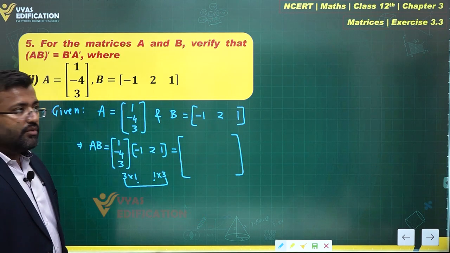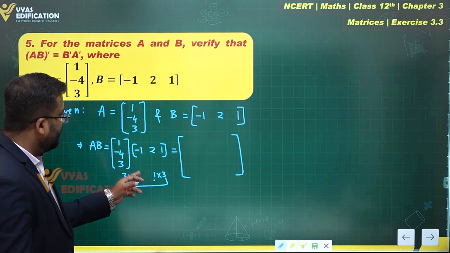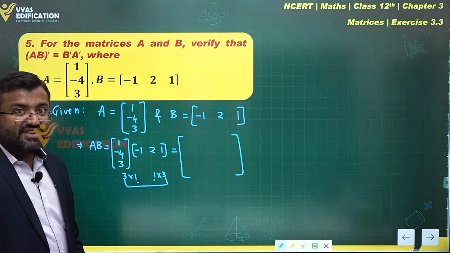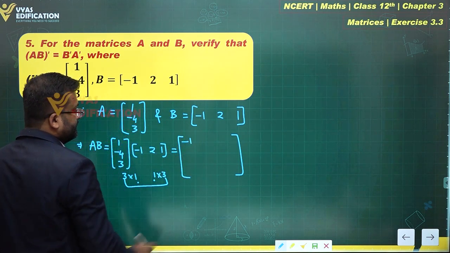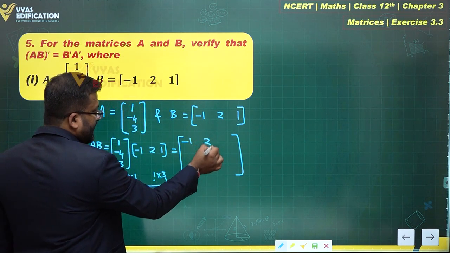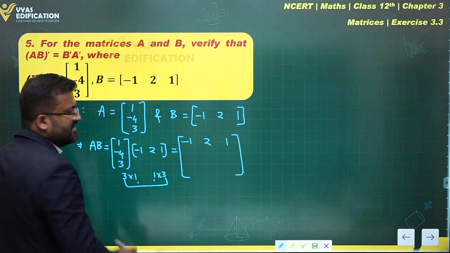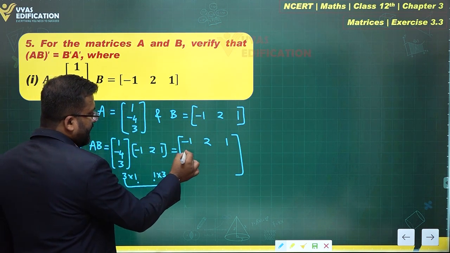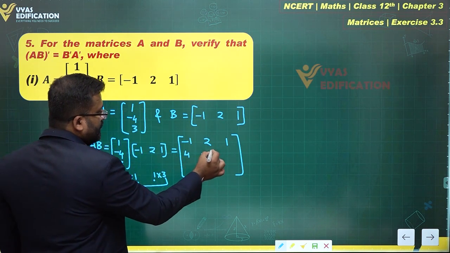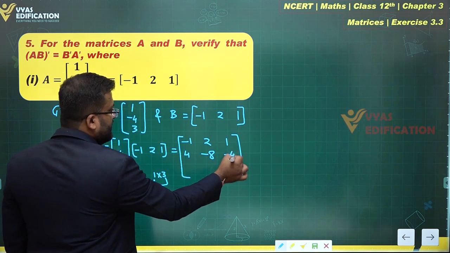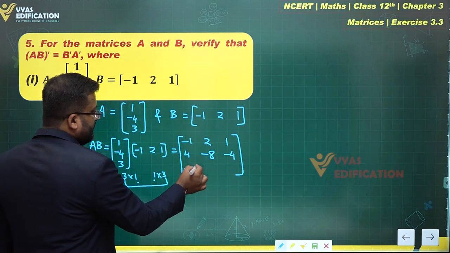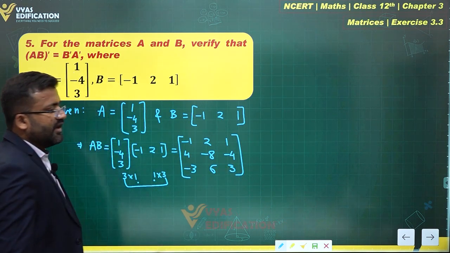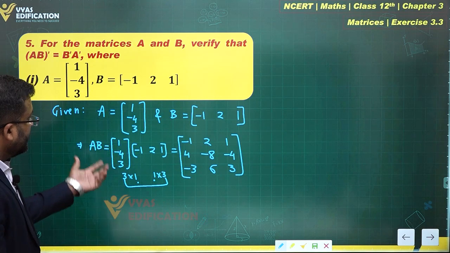Now, what is that matrix equal to? Let's take a look at this. The first row gets multiplied with the first column to give us this element. So 1 gets multiplied with minus 1, which is minus 1. Next, 1 times 2 gives 2, and 1 times 1 gives 1. This is the first row. For the second row, minus 4 times minus 1 gives 4, minus 4 times 2 is minus 8, minus 4 times 1 is minus 4. Next, 3 times minus 1 is minus 3, 3 times 2 is 6, and 3 times 1 is 3. So this is the product AB.